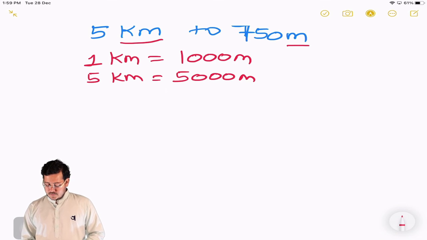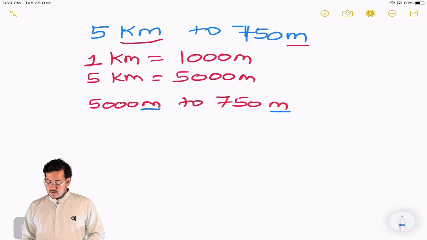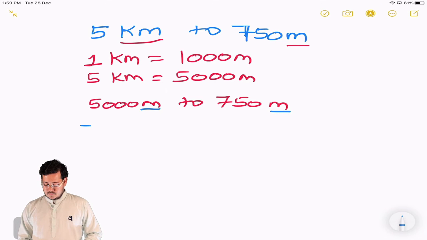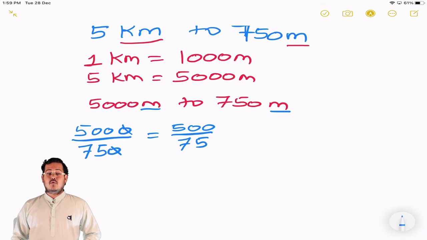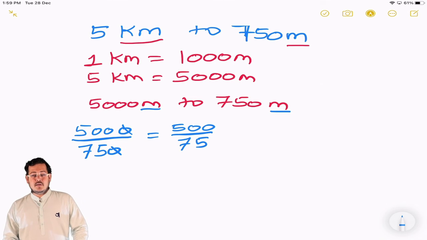So now I got 5000 meters to 750 meters. So as you can see, I am having the same unit on both sides. Now I can go for finding the ratio in the lowest term. 5000 upon 750. Zero, zero gone, 500 divided by 75. Now, as the ones place is having 0 and 5, it will always be divisible by 5. So I can divide both the numerator and the denominator by 5.